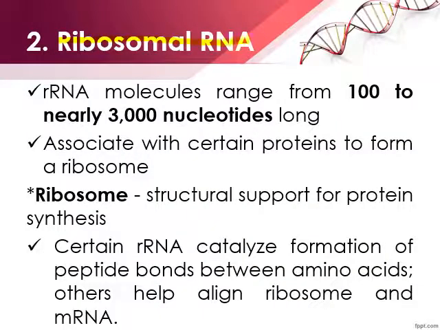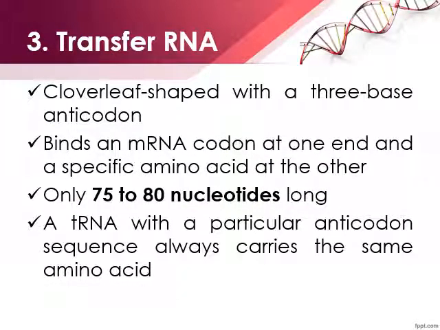As for ribosomal RNA, they range from 100 to nearly 3,000 nucleotides long. Ribosomal means ribosome. The ribosome provides structural support for protein synthesis. As for transfer RNA, they are 75 to 80 nucleotides long. It binds an mRNA codon at one end and a specific amino acid at the other. So it always carries the same amino acid.